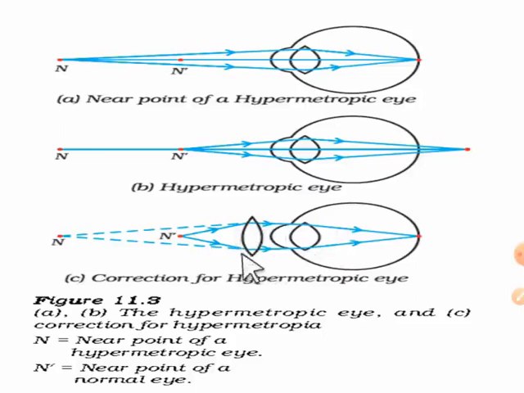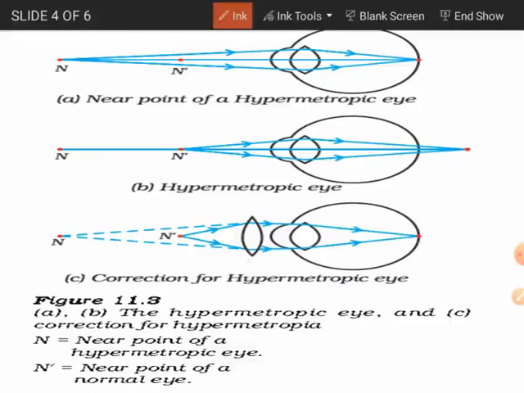Now let's see what the causes of this defect of the hypermetropic eye are. It will be just opposite, as I said. The first cause is the less converging power of the eye lens. I will not write it because it is very difficult for me to write onto the screen. So the first cause is less converging power of the eye lens.